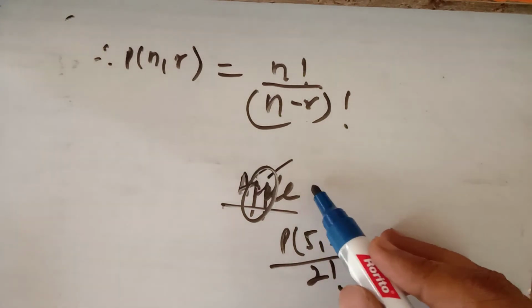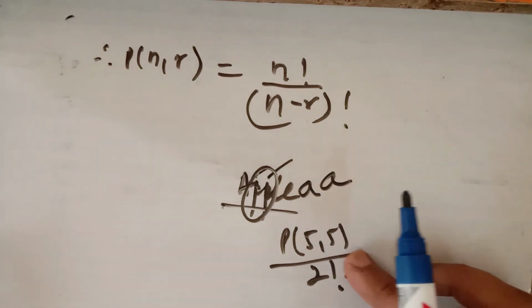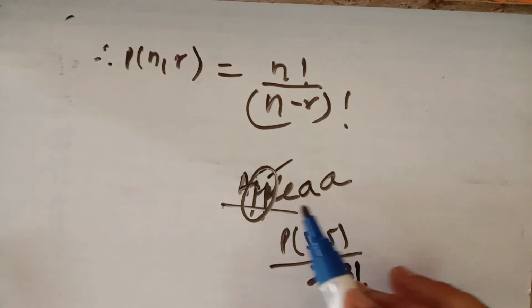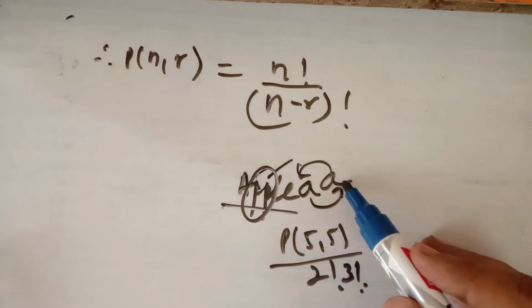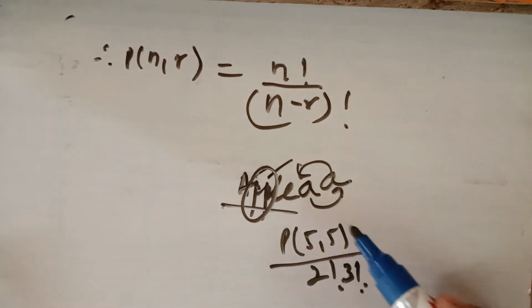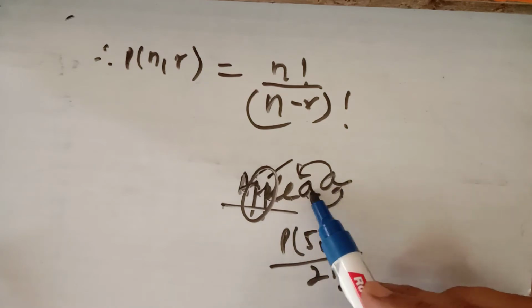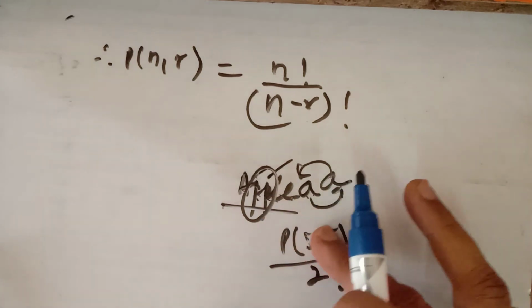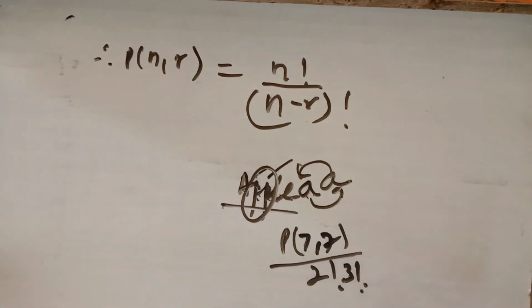Suppose there is also a letter a again in it. So you have to divide by 2 factorial also. Suppose there are 3 times a, so you have to divide it by factorial 3, because if we interchange this a by this a, the meaning will remain the same. You have to arrange that also. And the total elements are 1, 2, 3, 4, 5, 6, 7. It will be permutation of 7, 7 when the repetition is not allowed.